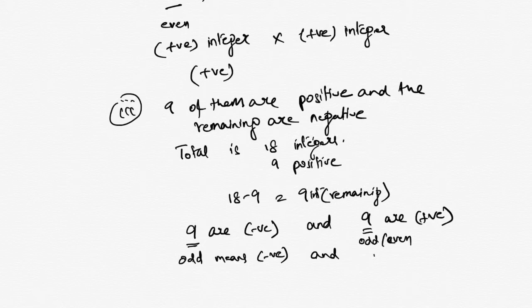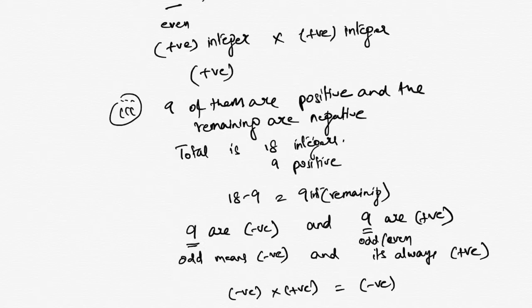It's always positive, because it's a positive. So now we have negative into positive is negative integer.